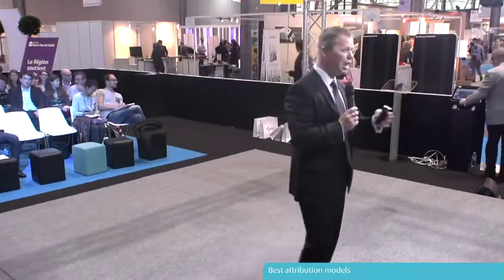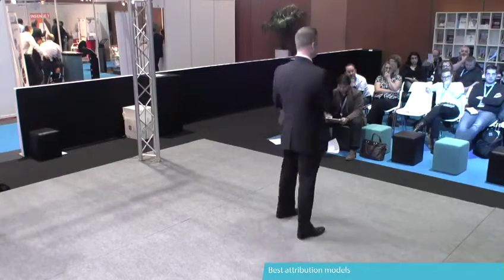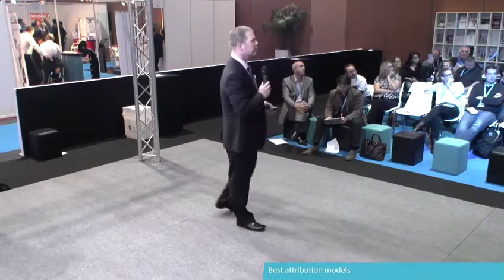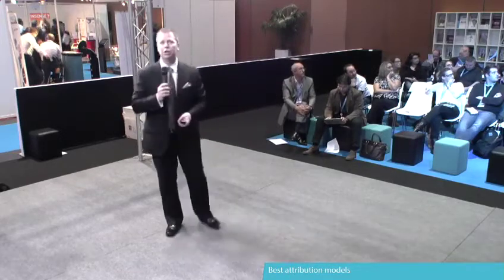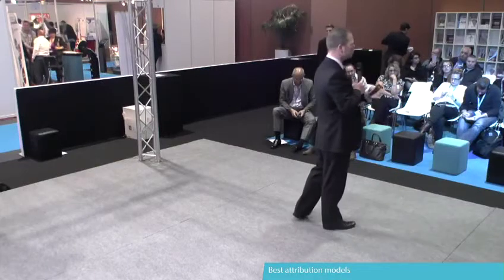Well, if neither of these work for you and you don't agree with them, don't worry. There's many more models we could look at. There is also the linear interaction method. And this says that if people find you in 4 different channels, you give each channel equal credit. And you can create your model that way. And that's very easy to do. You just split up the value among all channels.